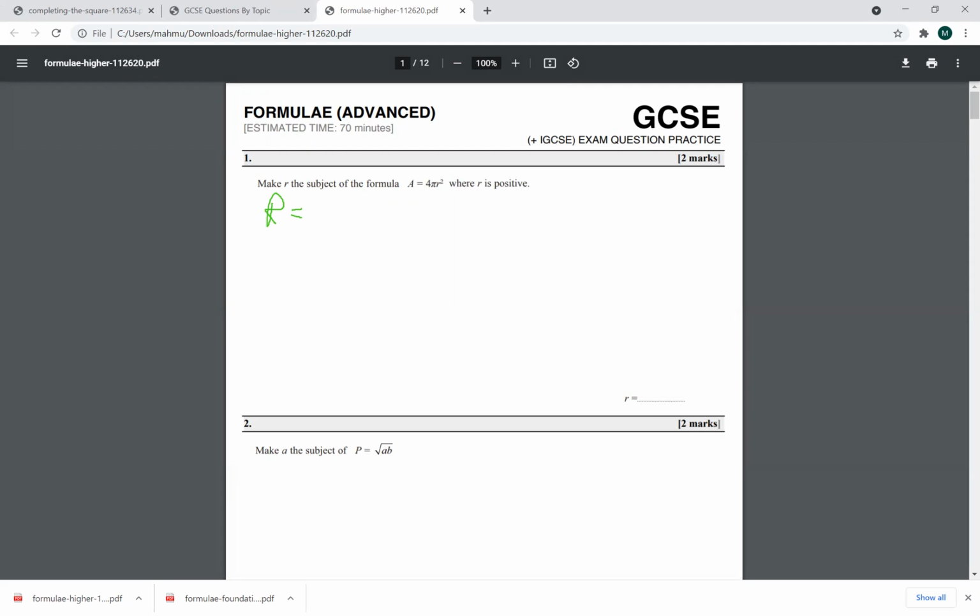The first thing you need to do is cancel out the square root. You can't do anything because the square root is joined to 4 pi. So you can't really do anything unless you cancel out the square root on both sides. So again, what do I do, 4 times pi.